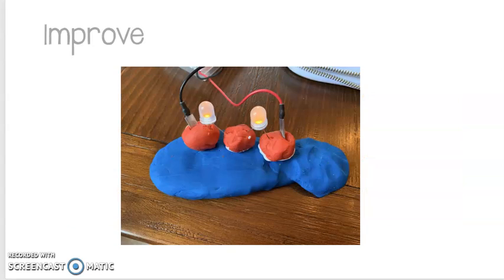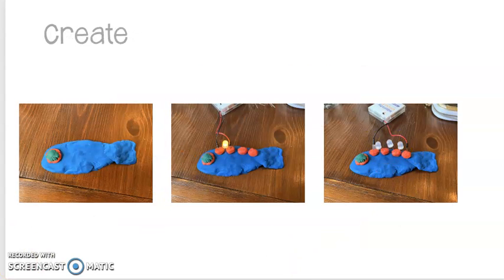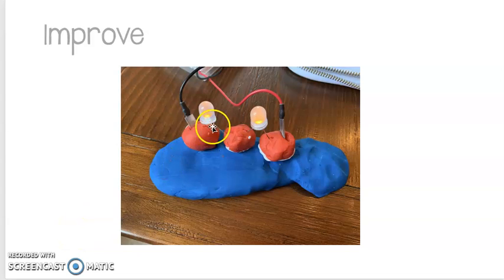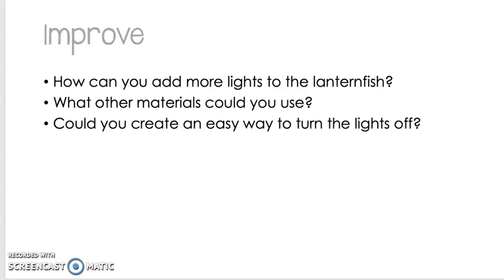But after that, I did want to go back to my original design. And I realized that I needed to add the insulator to the dough to actually make the lights light up. Maybe that was why back here the lights weren't working. So after I improved my design, the lanternfish did have multiple lights that lit up. In the classroom, I would also ask the students, how can you add more lights to the lanternfish? What other classroom materials could you use? And would there be a way to create an easy way to turn the lights on and off?